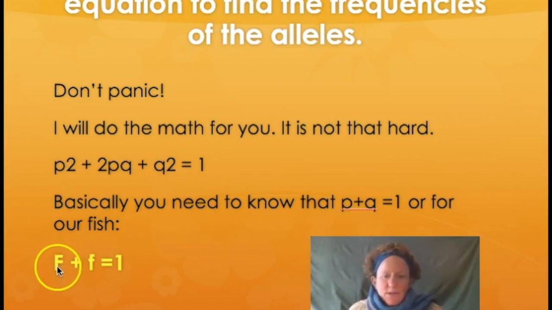So in our case, we can think of it as big F plus little f has to equal 1, or the proportion of big F plus the proportion of little f has to equal 1. If you think of it as a percentage, it could be 50-50, 60-40, 30-70, or 20-80%, and that would add up to 100%. Because there's only two options, they always have to add up to 100%, or if you're using fractions or decimals, they have to add up to 1.